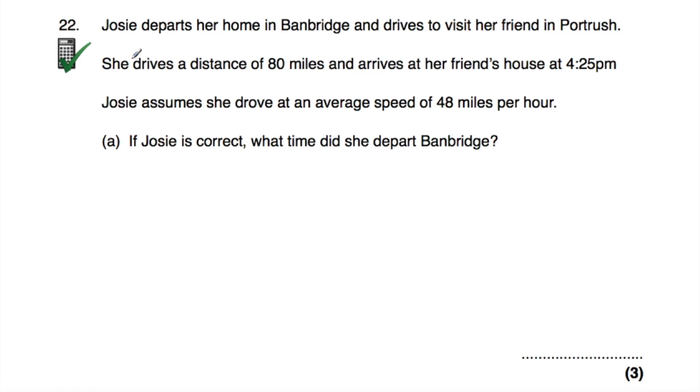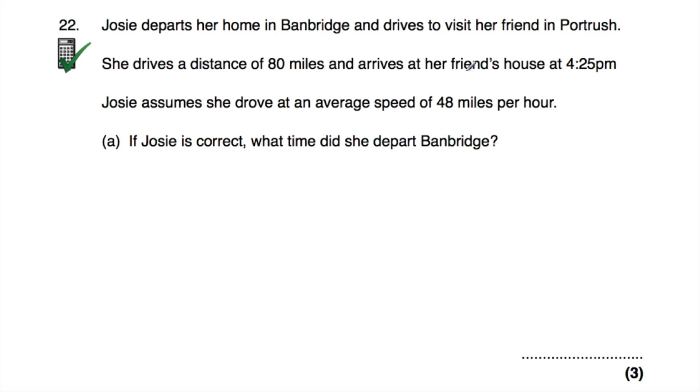Question number 22 says, Josie departs her house in Banbridge and drives to visit her friend in Portrush. She drives a distance of 80 miles and arrives at her friend's house at 4:25 p.m. Josie assumes she drove at an average speed of 48 miles per hour. And part A says, if Josie is correct, what time did she depart Banbridge?